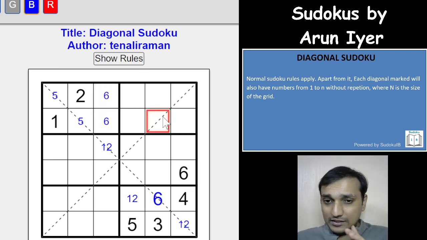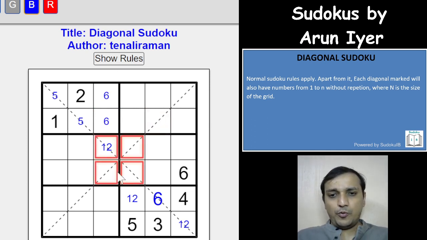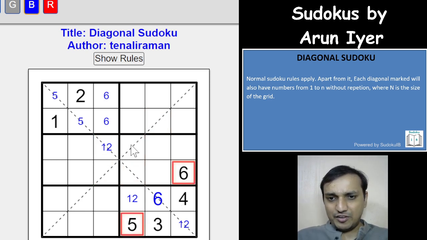One more excellent logic in a 6x6 Sudoku, in a diagonal Sudoku, is that these 4 digits will always have to be different, right? Amazing. Now which means both 6 and 5 cannot be here.